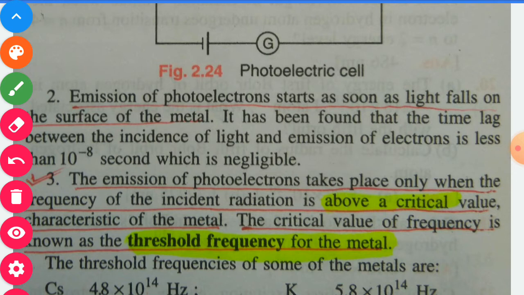the frequency of light which must be above a critical value is known as the threshold frequency. Here the meaning of critical value is binding energy. Binding energy means the energy by which the electron is attracted toward the nucleus of an atom is known as binding energy.